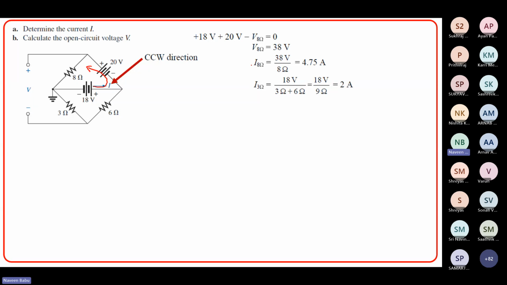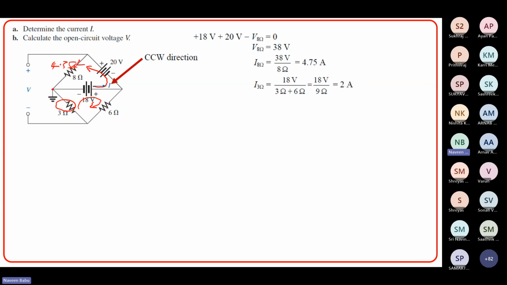So 18 plus 20 minus voltage V8. So V8 is 38 volts, and the current across it is 38 divided by 8. So this particular current flowing through this one is 4.75 ampere, right? Now, if this is 4.75 ampere, how do you find the current across this? Again, you can apply KVL in this loop also.